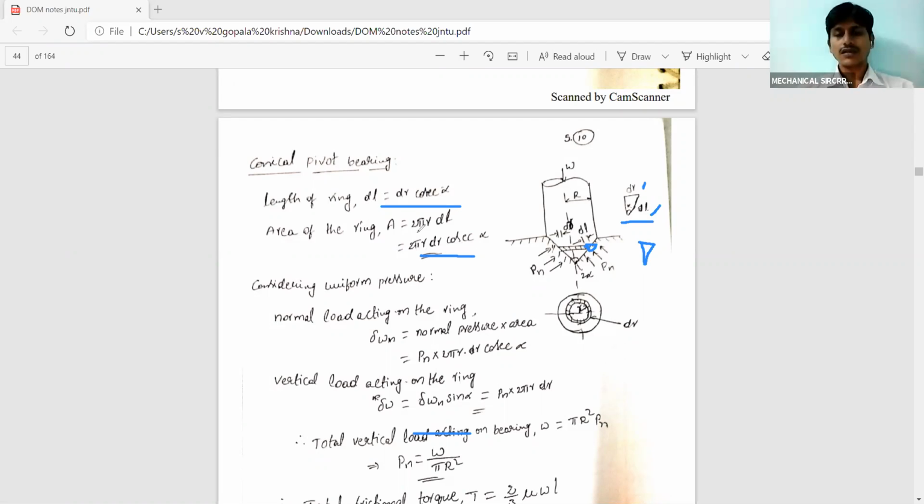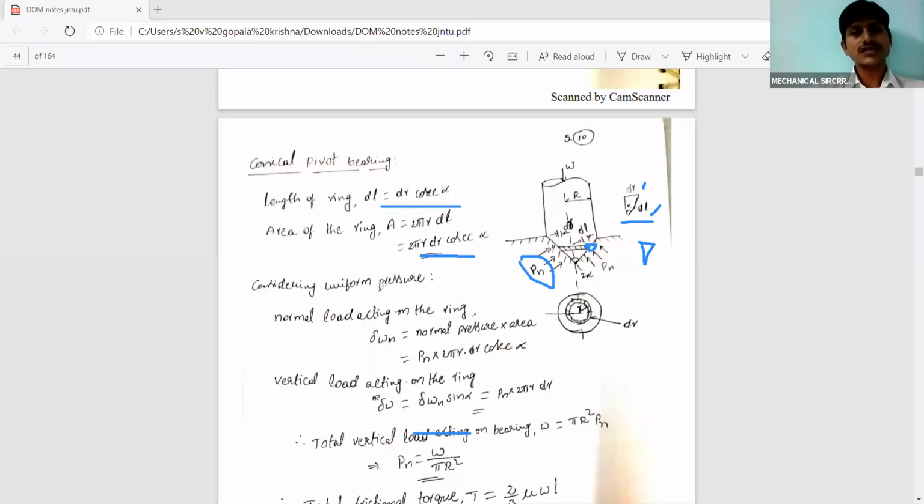So what are the new notations here? Just observe that. That is the normal pressure, and the 2 alpha angle between the conical shape, and capital R is also there, and axial load W is there, and dl is there, dr is there. So those are there.